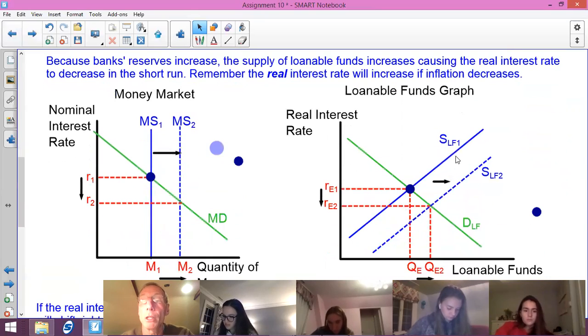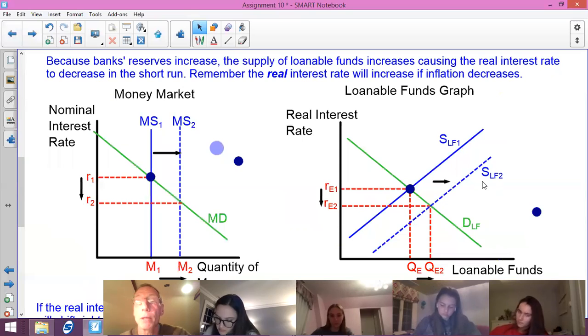This is what that would look like. The supply of loanable funds would go up. There would be more money supplied to be loaned out, and that's going to drive the real interest rates down.